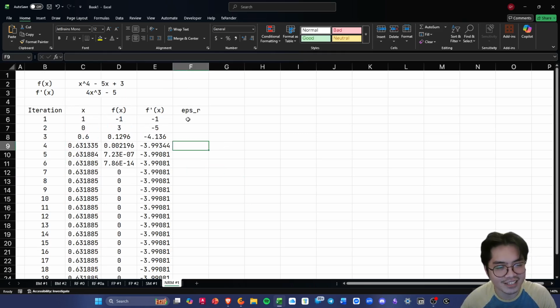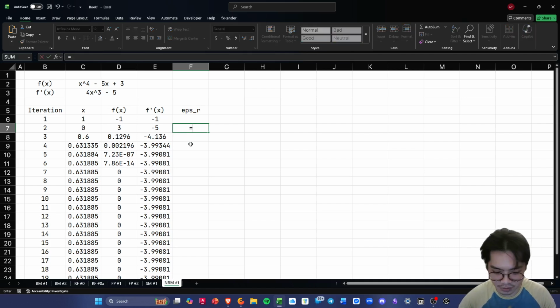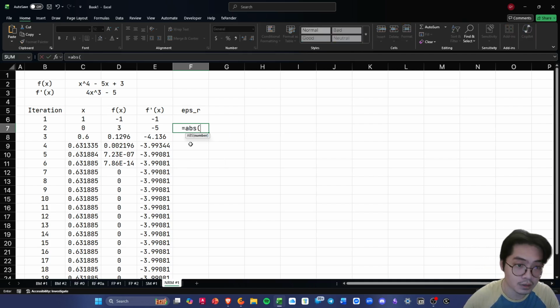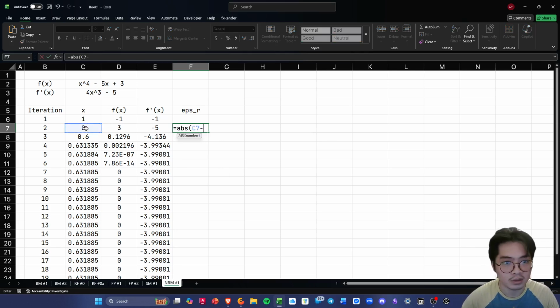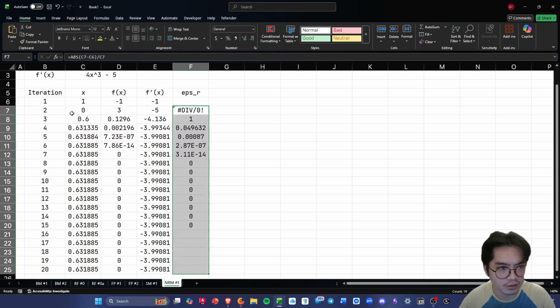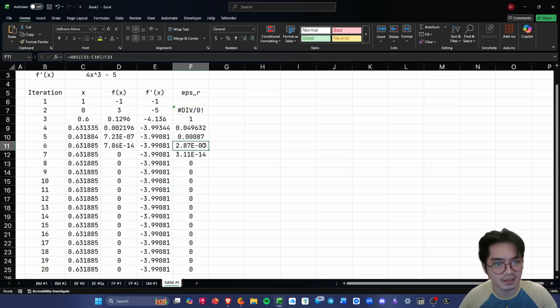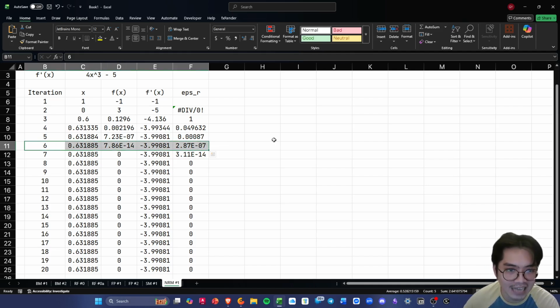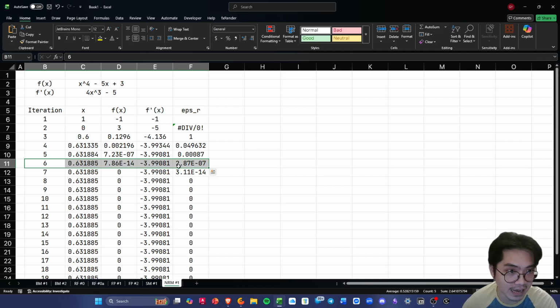Our answer here is very clear. This is going to be the absolute value of new minus old divided by new. And yes, I know it's a division by 0 because your new value is a 0 in here, but look at that. With just 6 iterations, you've now gone past 10 raised to negative 7. That is amazing. That is blazing fast.